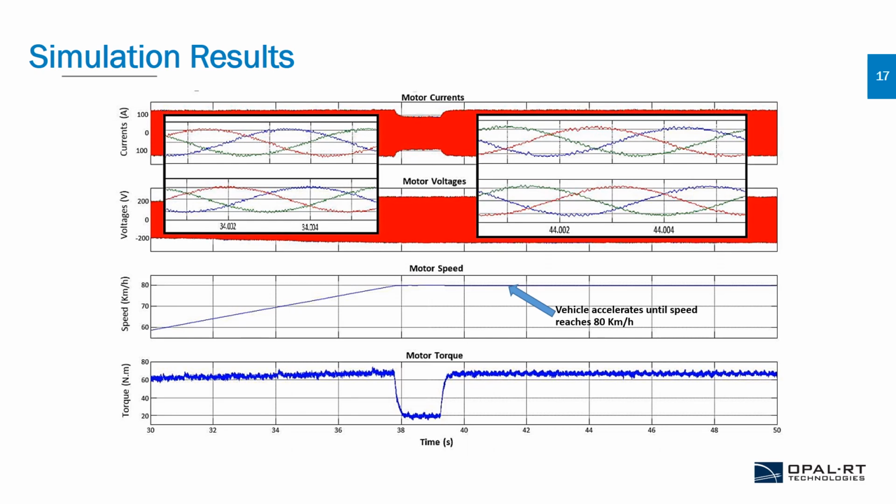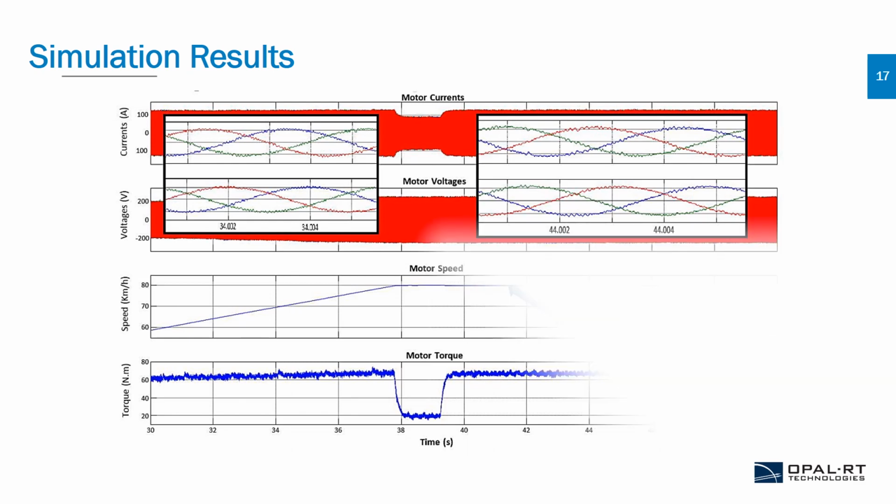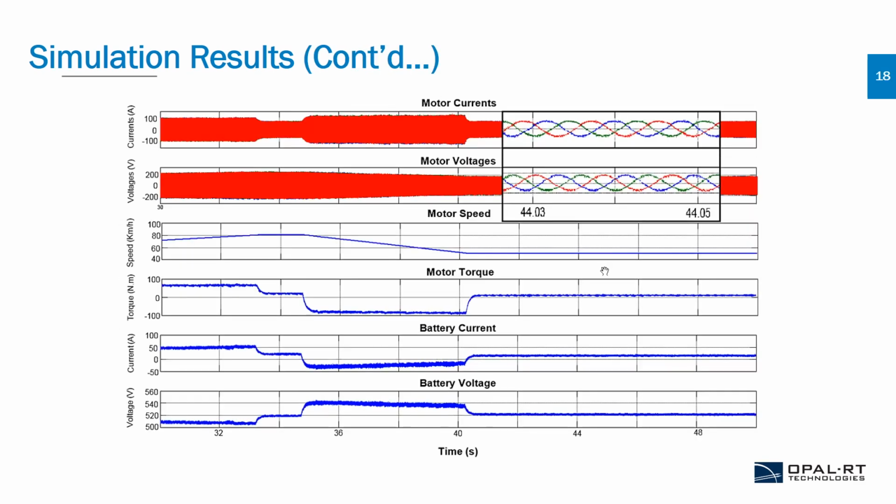The second simulation corresponds to the case where the vehicle accelerates until the speed of 80 kilometers per hour at 33.5 seconds, and then at 35 seconds starts decelerating to 50 kilometers per hour. We can observe the change in the motor entities like currents and voltages when compared to the earlier case, and also the changes in the battery current and voltages when compared to the earlier case. These two simulation cases show the performance of the electric vehicle under varying reference speeds as given by the driver.